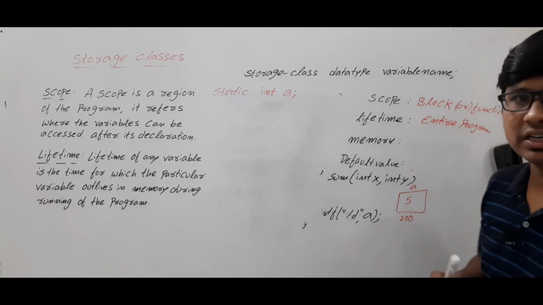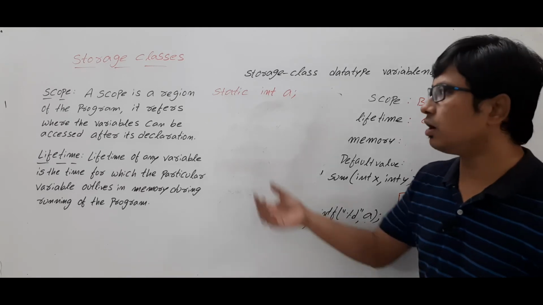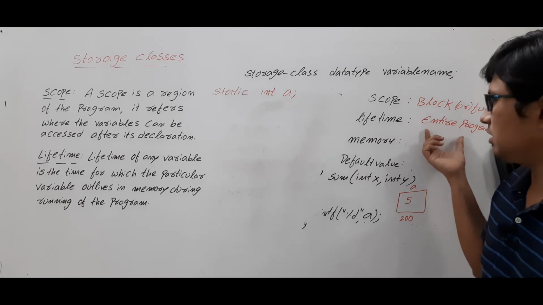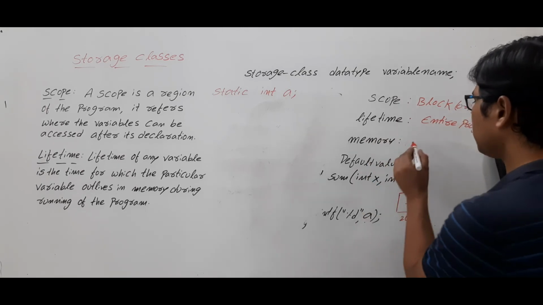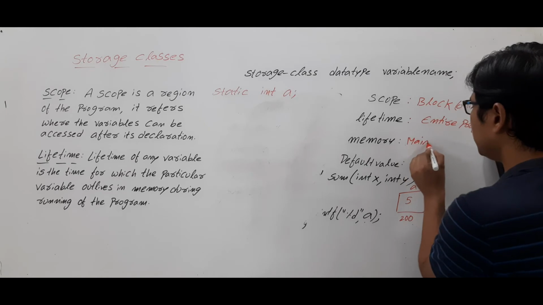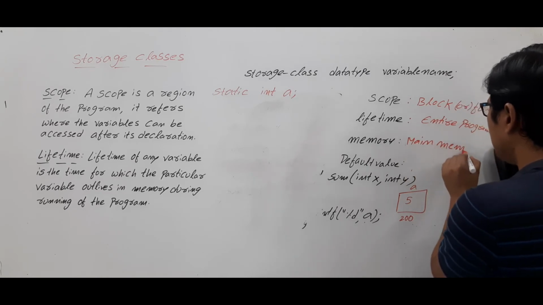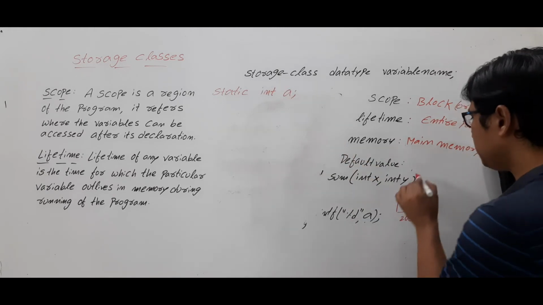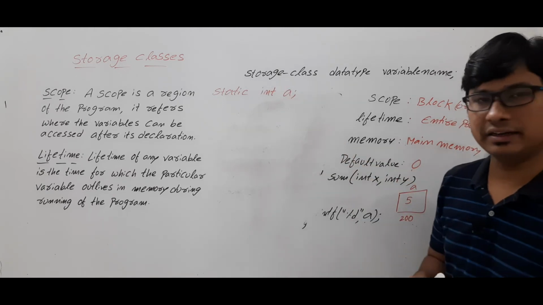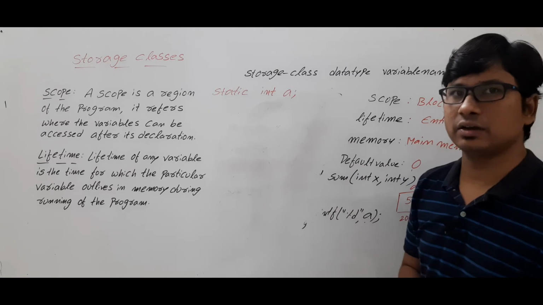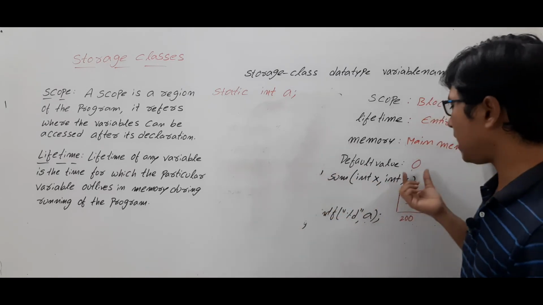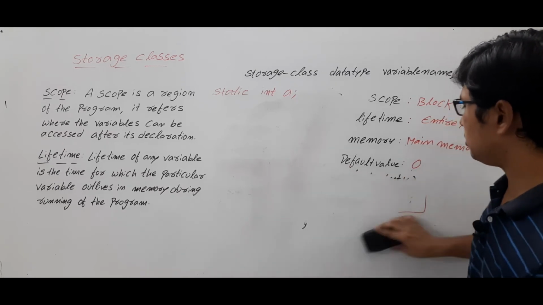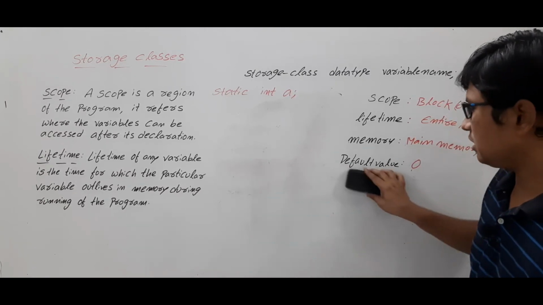Are you able to understand it or not? Whereas for automatic variables, the lifetime is within the block or function. Now memory: they can be stored in the main memory when you are executing the program. And the default value of a static variable is 0 if it is an int. Is it clear? If it is a char, then it will be backslash 0. Is it clear? Now let me discuss a simple example on static variables.